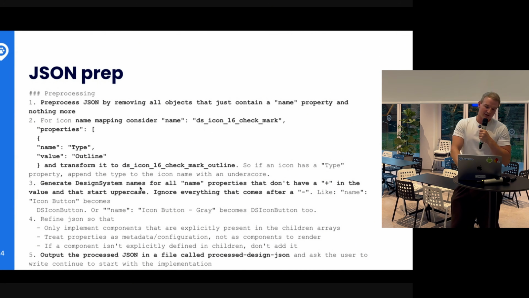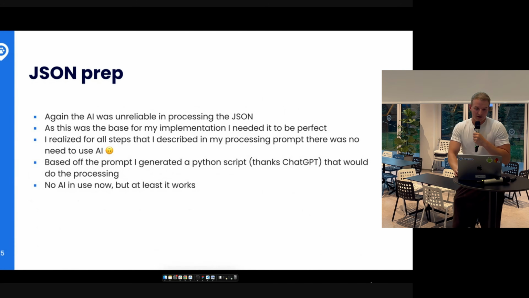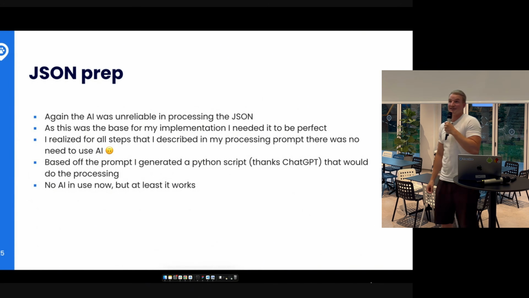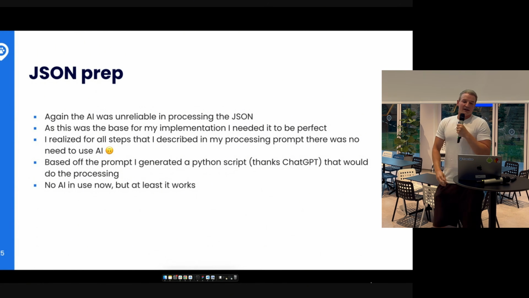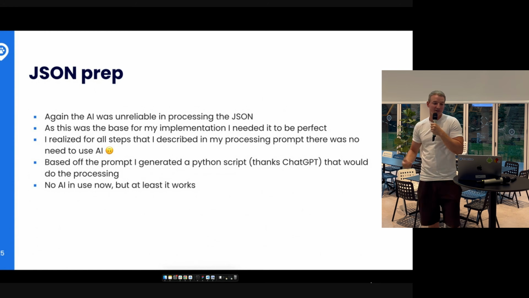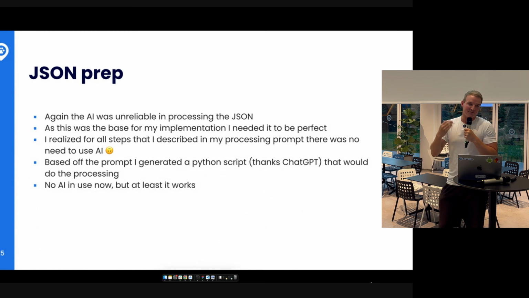And I also generated design system names for all properties with some rules. But what I realized, the AI was unreliable in processing the JSON. It sometimes is 1,000 or 2,000 lines long, and sometimes it would just ignore certain parts of it. But I knew I needed this to be perfect because it's my first step before the implementation. The implementation is obviously based off of it. And then I thought about it again, and I realized I don't need AI at all for this. It's just JSON parsing and converting.